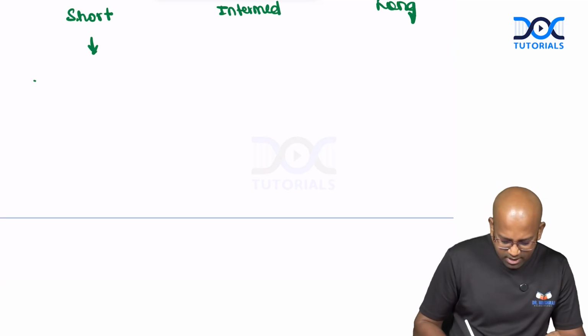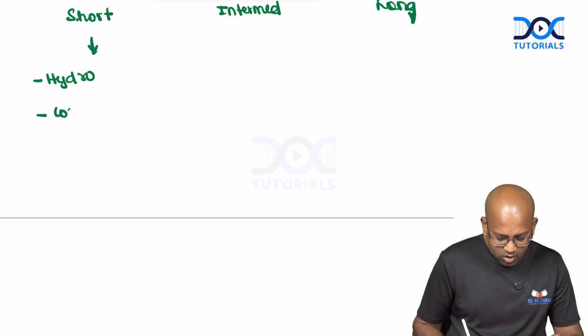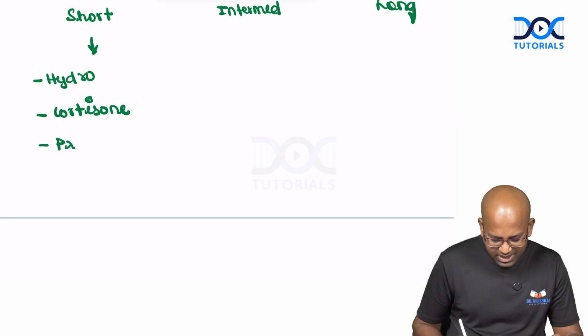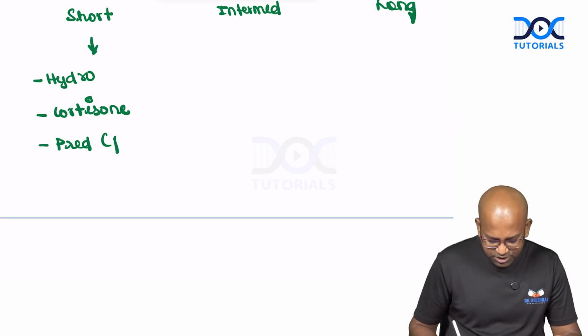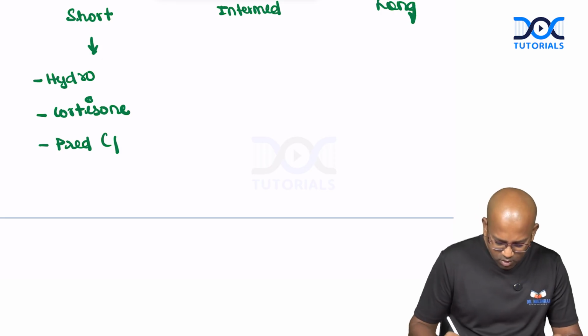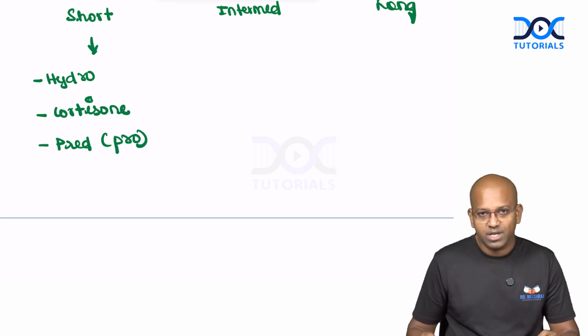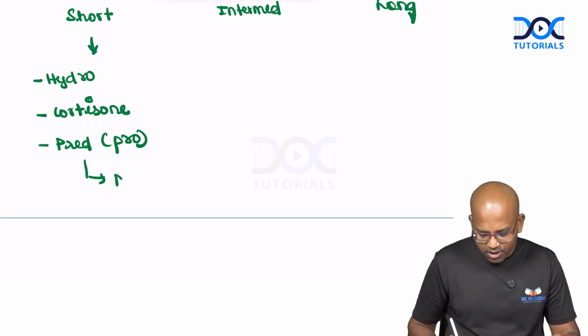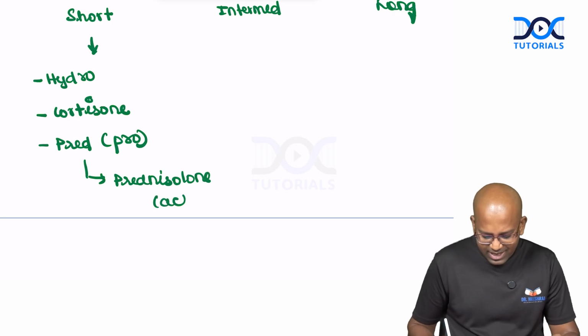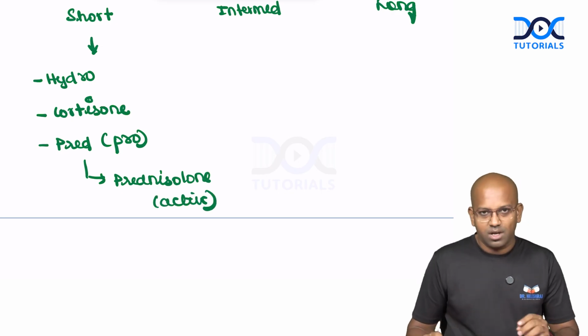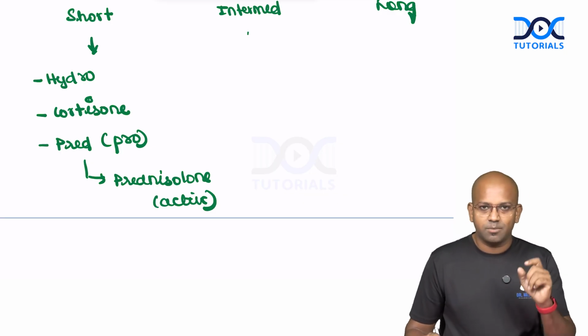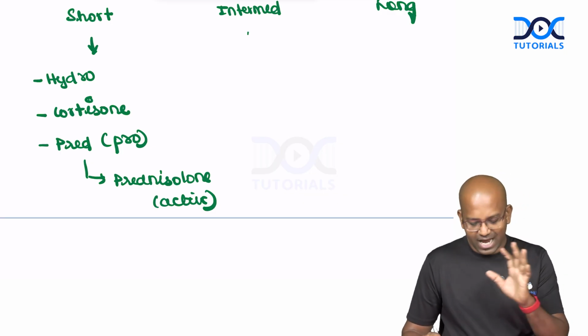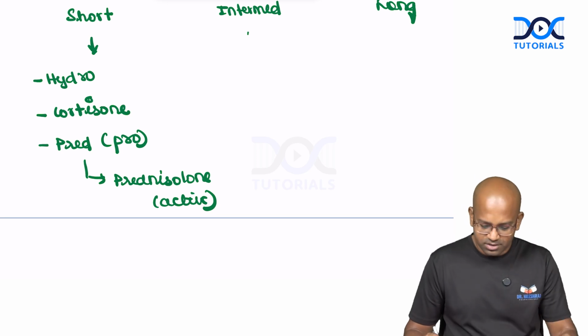Drugs which are called short acting drugs are hydrocortisone, the drug which we use in emergencies, cortisone, the dehydrogenated form of hydrocortisone, and prednisolone. Prednisone is actually a prodrug which is converted to prednisolone. So simply, prednisolone is the active form of prednisone. There are no major differences between them. Prednisone is the prodrug, prednisolone is the active form. We have three drugs written under short acting drugs.